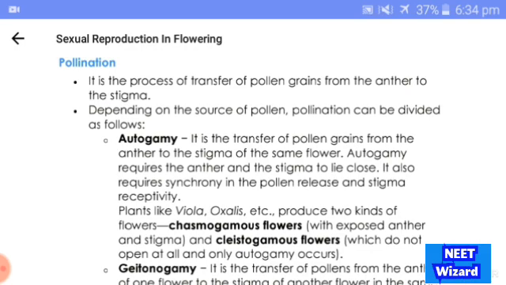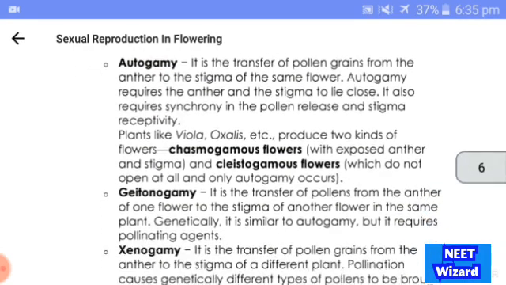Plants like viola, oxalis and commelina produce 2 kinds of flowers: chasmogamous flowers with exposed anther and stigma, and cleistogamous flowers which do not open at all and only autogamy occurs.